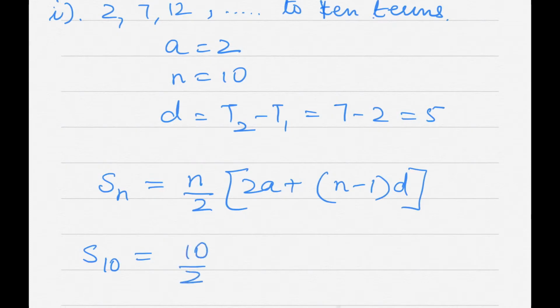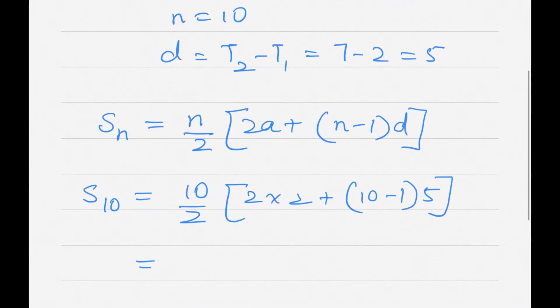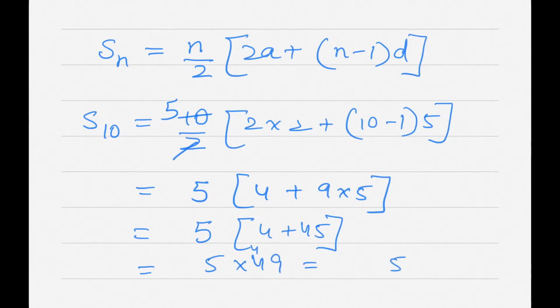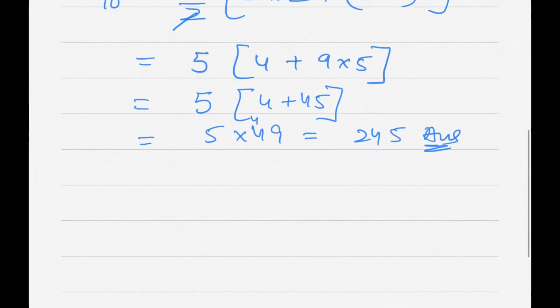S n is equal to 10 by 2 [2 into 2 plus (10 minus 1) into my d is 5]. Okay, so this equals to 5 here, and I have 4 here plus 9 into 5. Okay, then I have 5 into 4 plus 45. So this gives me 5 into 49. So this is equal to 245, right? So that's my answer for this. So there are sum of 10 terms of this AP is equal to 245.